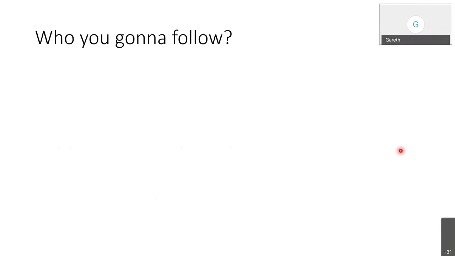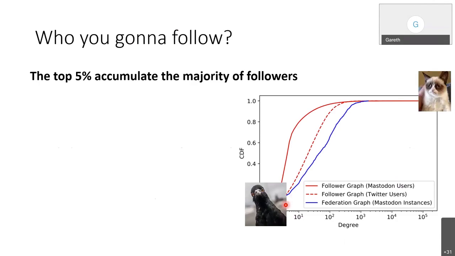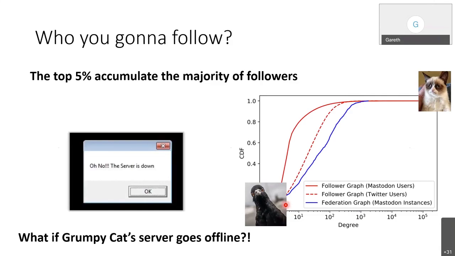So what we find is that the top 5% of users accumulate the vast majority of followers. And in fact, about 60% of all of them get fewer than 10 followers. And this means that you have basically lots of users like sad, lonely Mr. Pigeon, who nobody wants to follow, and a very small number of very popular users like Grumpy Cat, who everybody follows. Now, at first, this might sound natural because we know that's how the social networks of the world work. But the complicating factor in Mastodon is, you know, what happens if Grumpy Cat's server goes down? Because if Grumpy Cat's server goes down, he suddenly gets severed from the network.